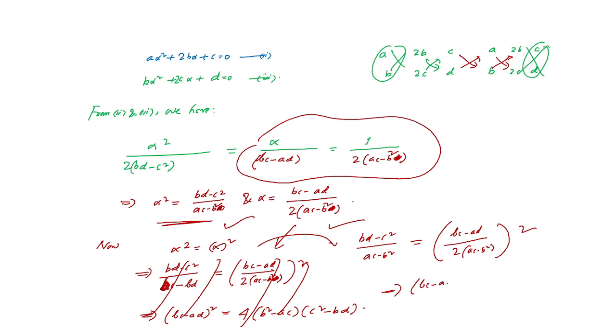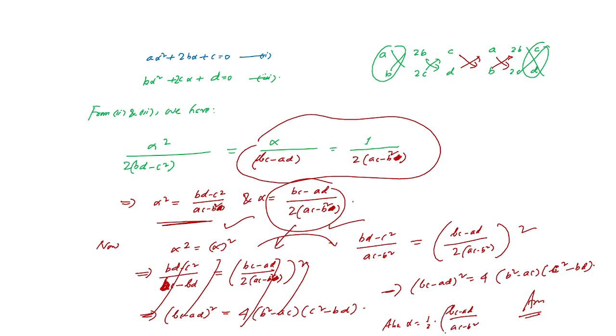From that we can write BC minus AD whole square equals to 4 into B square minus AC. We take minus here common, and C square minus BD. This is our answer. Now the question is, what is alpha? So here you just see also alpha equals to half BC minus AD by AC minus B square. So this is basically the value of the equal root alpha, and this is the condition. So we have proved here.